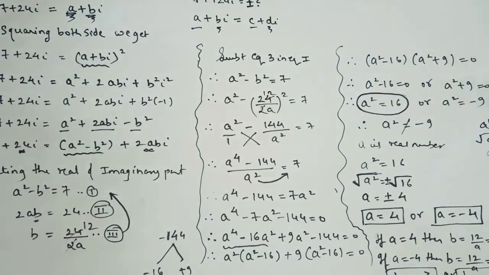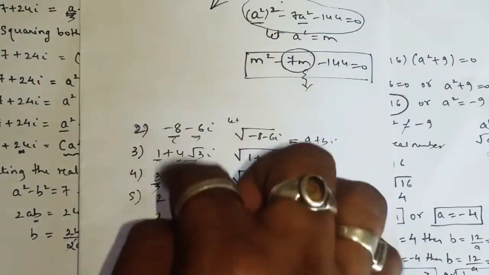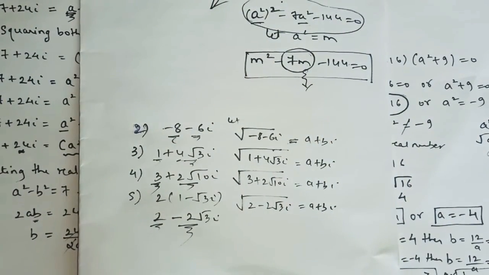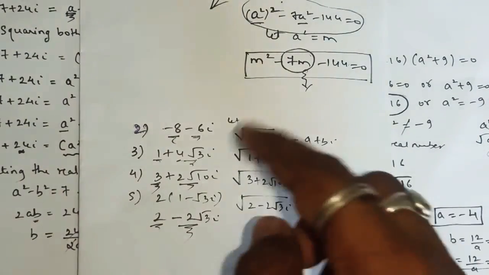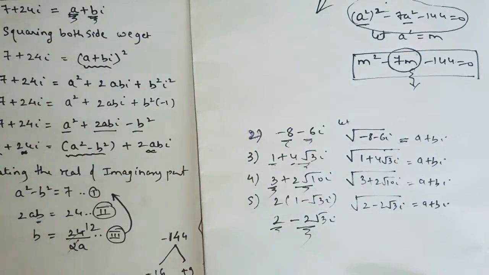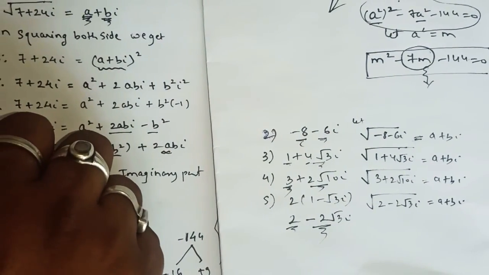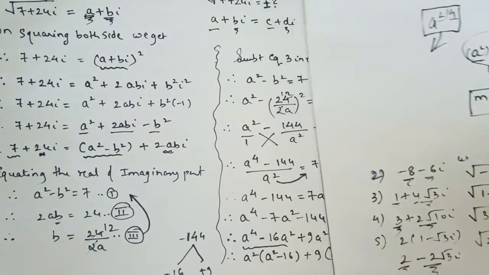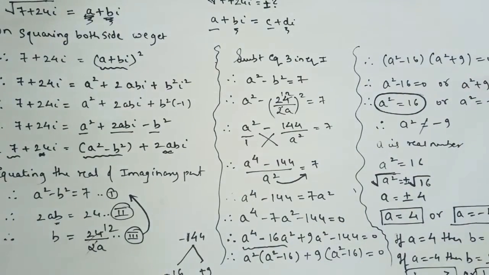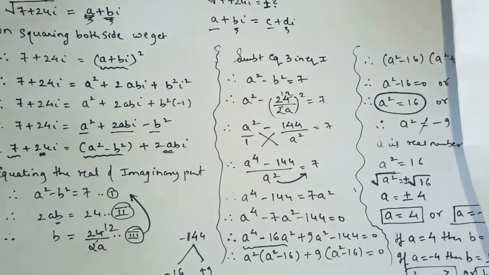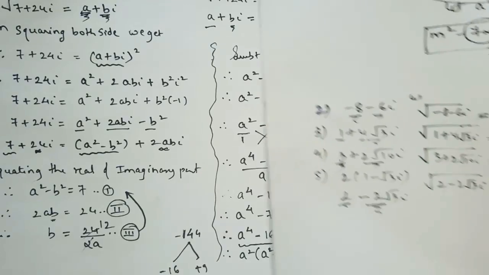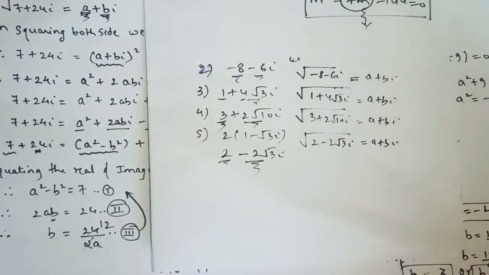Please try the remaining four sums by yourself. All five questions are actually from the exercise only. Out of those five questions I took one sum and explained each and every step: how to find the values of a and b and how to find the square root. The remaining four sums, please try by yourself. So that's the end of question number one, we can say.